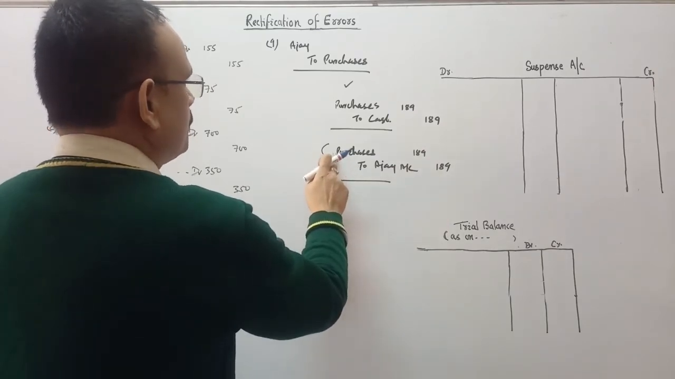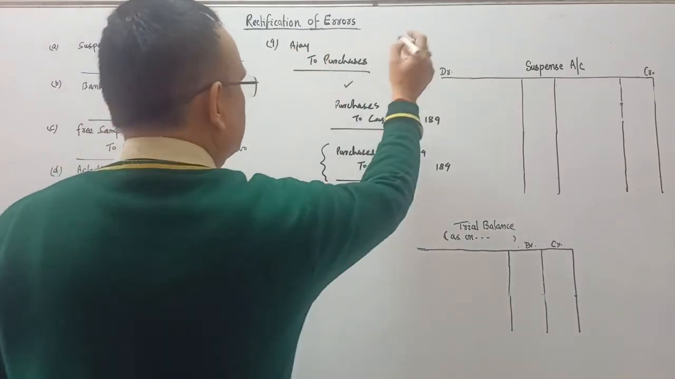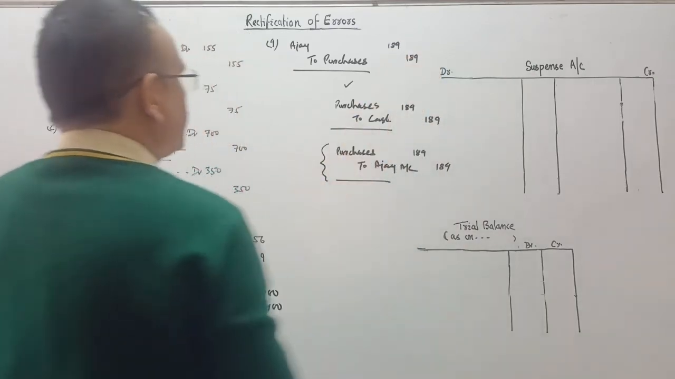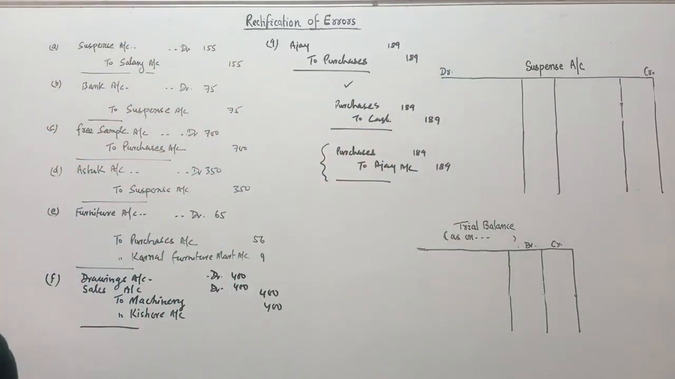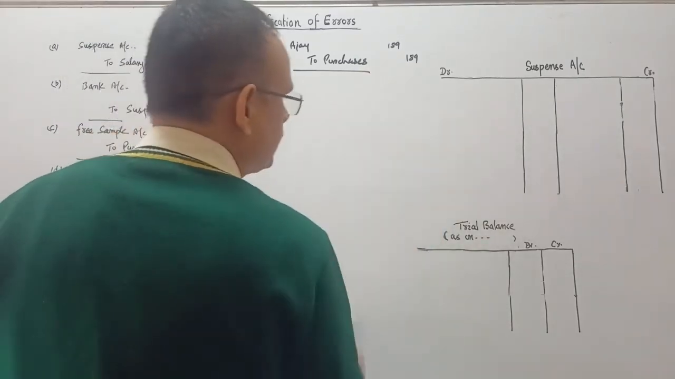So purchase will be cancelled, credit. To cancel Ajay we have to debit. So 189 in debit and 189 in credit. Ajay account debit to purchase account. Okay.